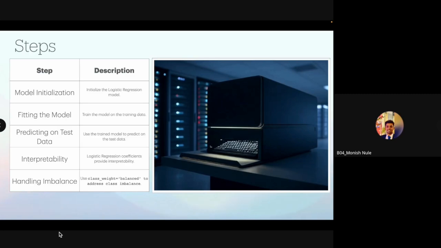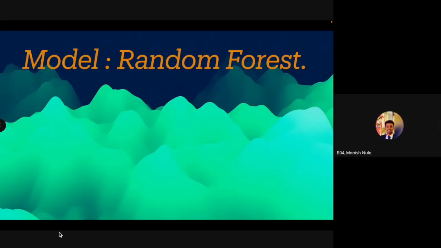Handling imbalance using class weight balanced, which we can see in the next part, the code implementation, where class_weight equals balanced addresses the class imbalance. The main challenge is class imbalance. We need to balance the class which is more biased.